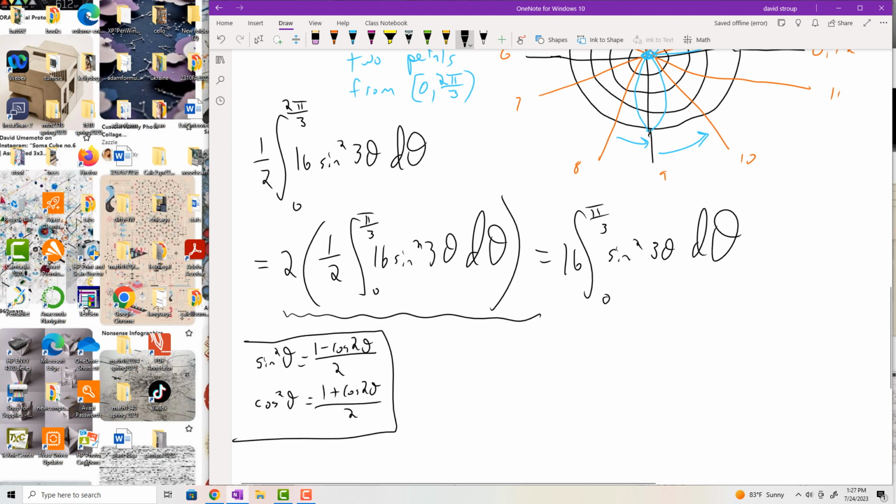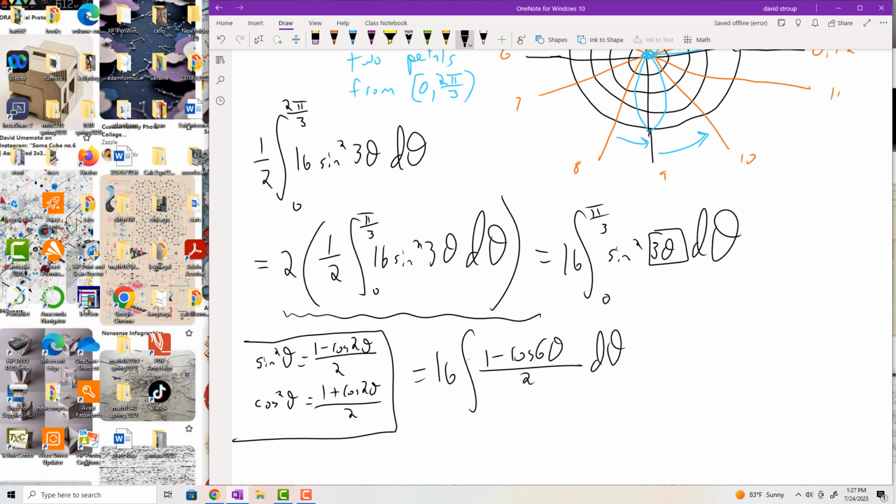Okay. So in our case, we have the sine version, so it'll be 1 minus cosine, and you double whatever angle is sitting there. That angle is 3 theta, so you'll get 6 theta, all over 2, d theta. And then we're going to butterfly it, so I have 16. You can factor out the 1/2. Let's just do that. And then you have 1 minus cosine of 6 theta d theta.